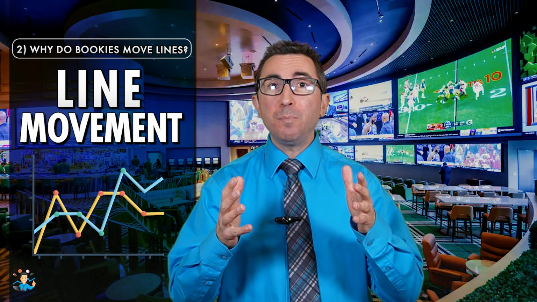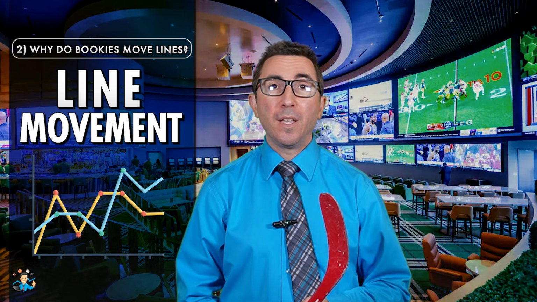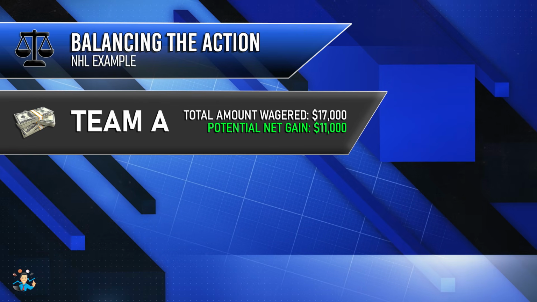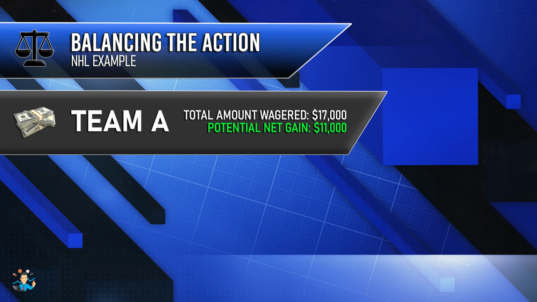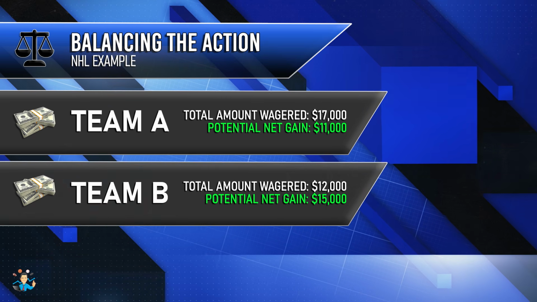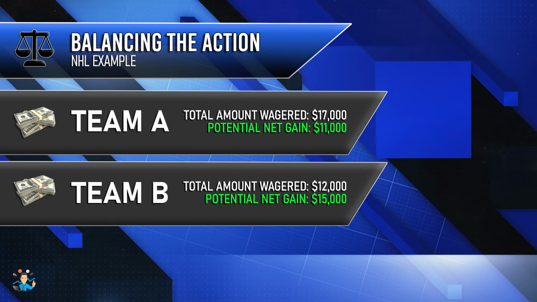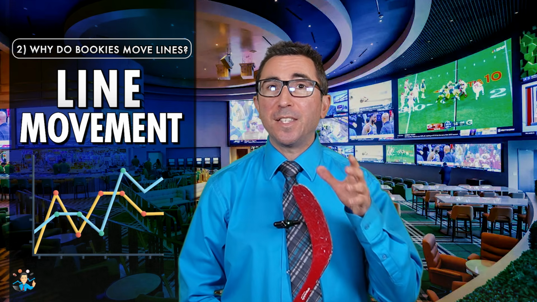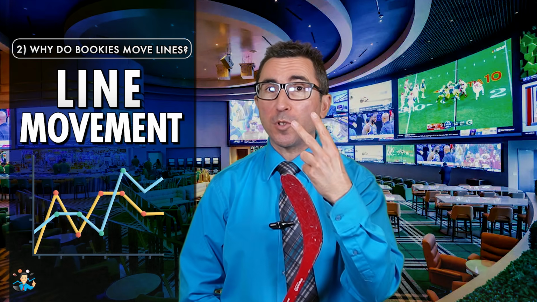Team A plays Team B in an NHL game, so no ties are possible. Team A is the favorite, while Team B is the underdog. A total of $17,000 was wagered on Team A's money line for a potential net profit of $11,000. Meanwhile, a total of $12,000 was wagered on Team B's money line for a potential net gain of $15,000. Let's investigate the outcome of the only 2 possible scenarios in this NHL matchup.